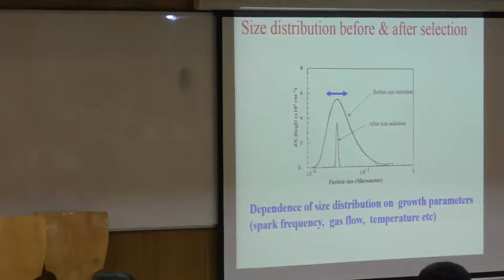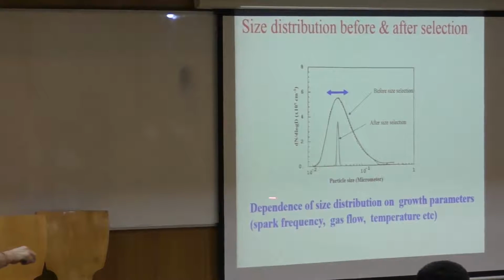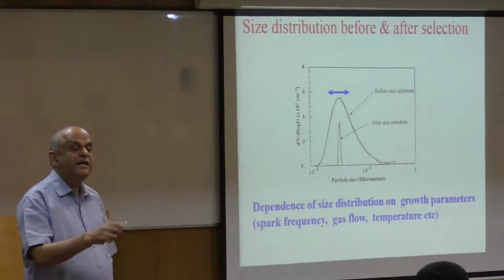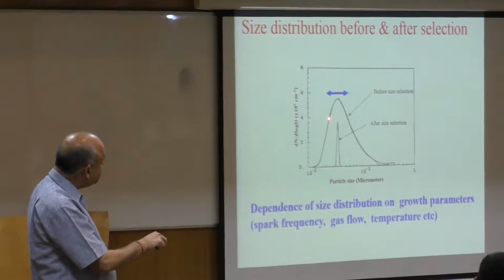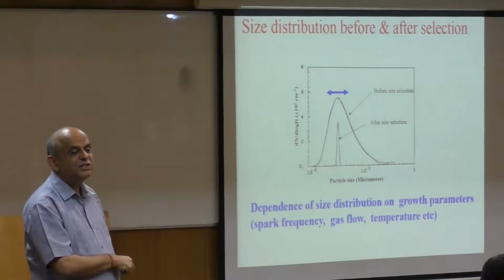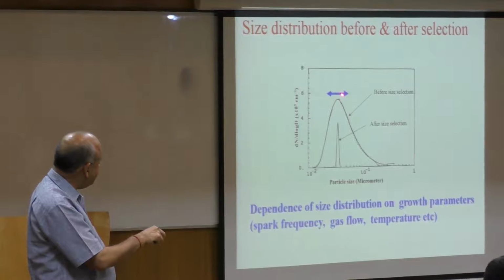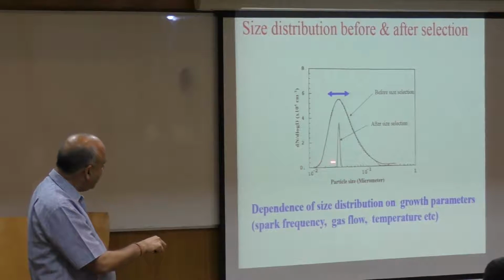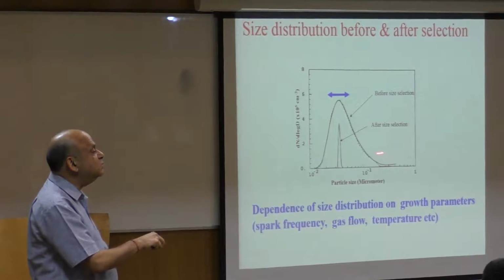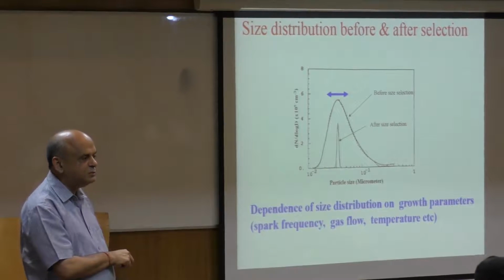So this is what in fact is very important, that if we don't have any control, this would be the size distribution of the particle. You can understand that although we will say that I have particles of this size, but I will have a very broad size distribution, and that's not good from a material science point of view.